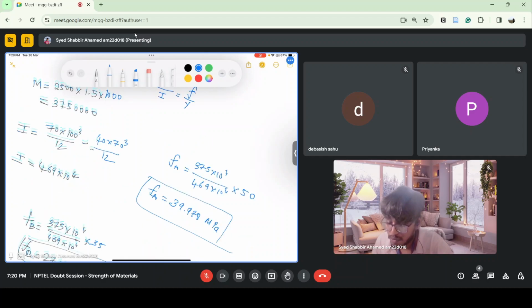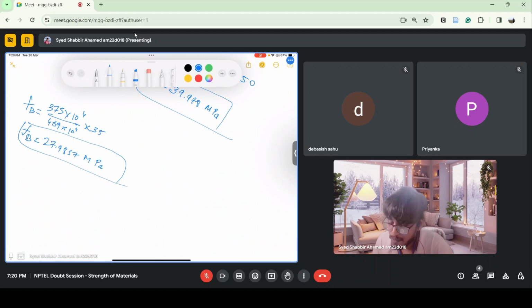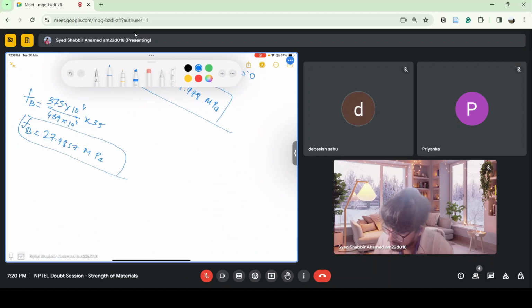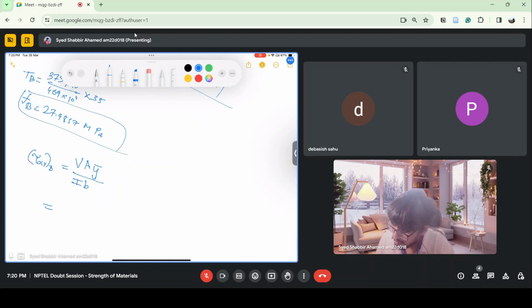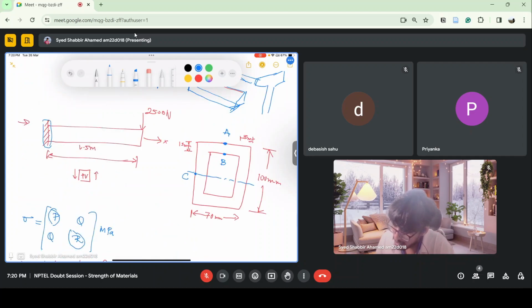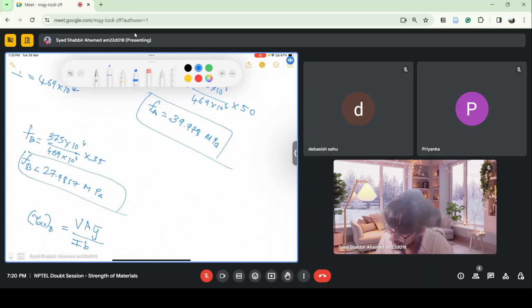What is the value of Q at point B? So what is the value of Q at point B? Which means tau xy at point B. And it can be given by the expression which we have developed, tau xy is equal to V A y bar by I p. Okay. So V we know at the fixed end shear force is 2,500 only.